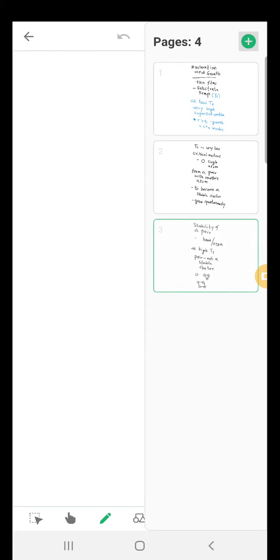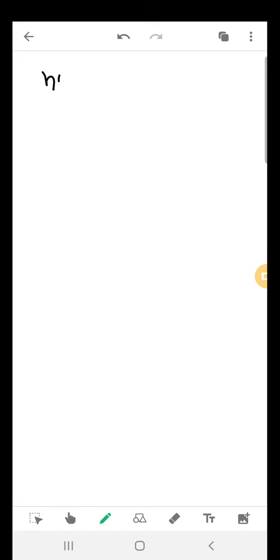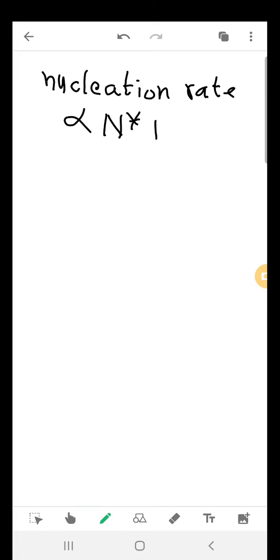So we can see that the nucleation rate is proportional to n star into gamma, where n star is the number of atoms. The star is written because it is not a fixed quantity, it keeps on increasing. And we will tell what gamma is.